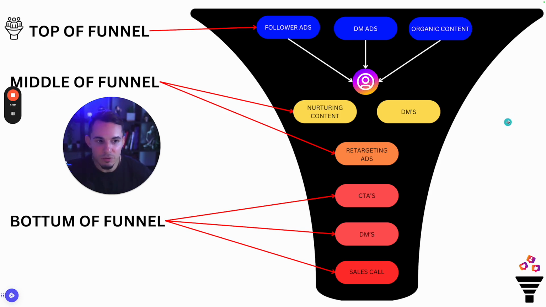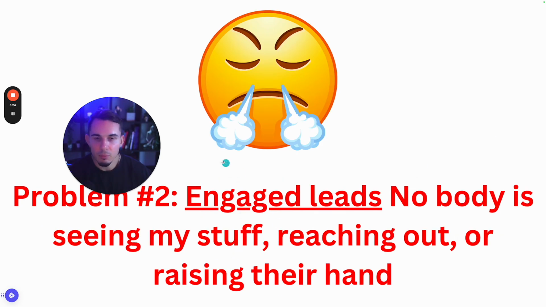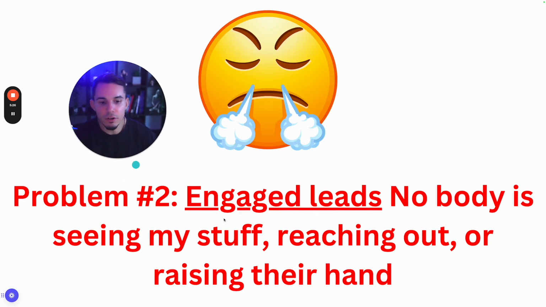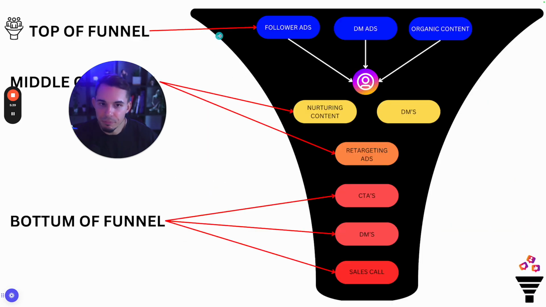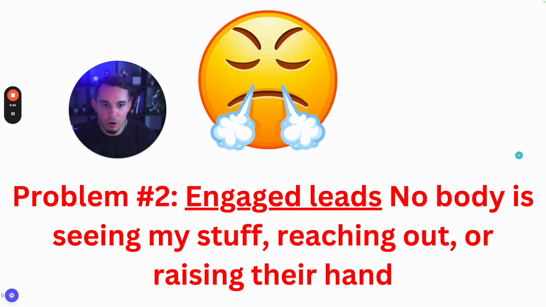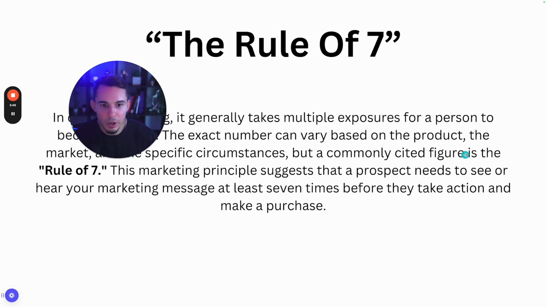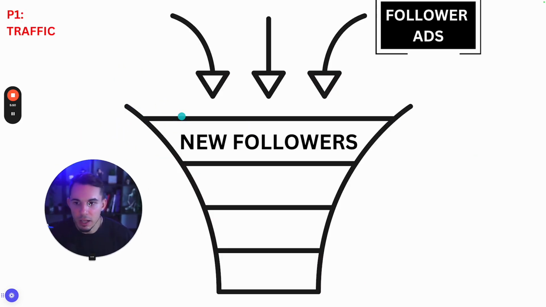But again, it's really frustrating with social media these days for even your followers to see your stuff. Sometimes you'll post a piece of content and you have 20,000 followers and only 20 people like it. Only 500 people see it and 400 of them don't even know who you are. So we have to constantly be getting new traffic, nurturing that traffic, and getting them hot and ready to go prior to the call. And the way that we're going to do that, again, is with follower ads and DM ads, the fastest and easiest way to grow.